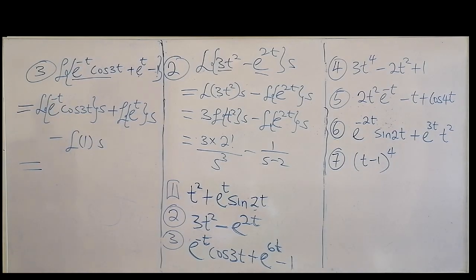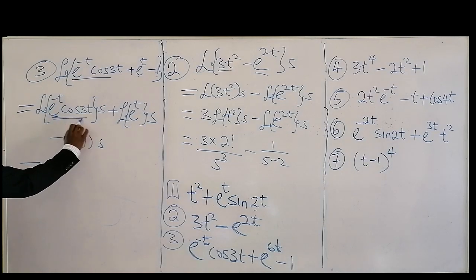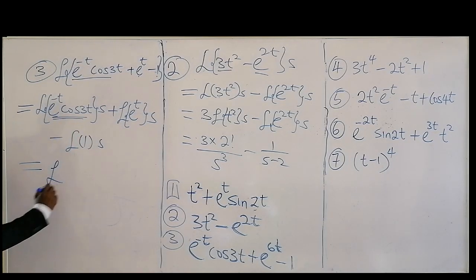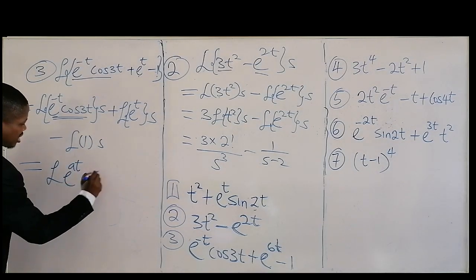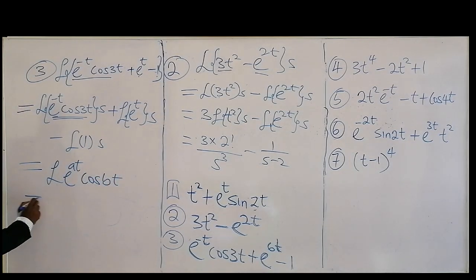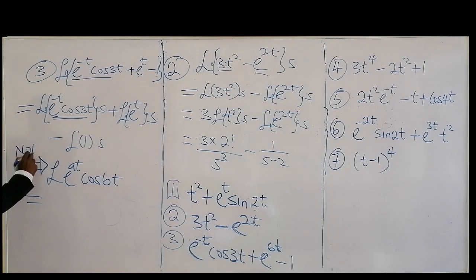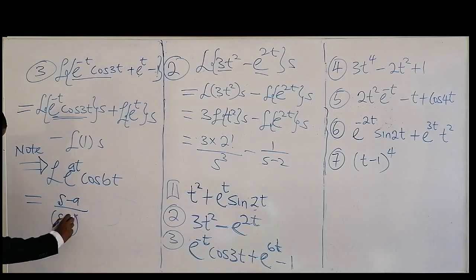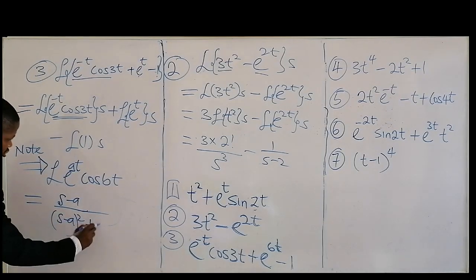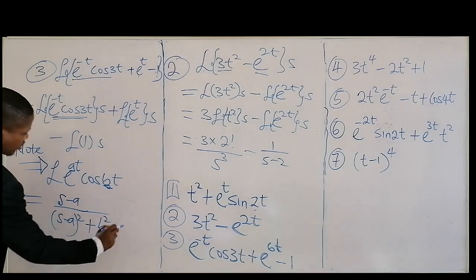Okay? So for this one, don't forget our table. We said in the table that Laplace of exponential to power at cos bt will give us what? When you have cos, it's going to be x minus the attachment to your t. And whatever you have at the numerator, you have it also here. You square it. Then plus what? The attachment to your t, b squared.